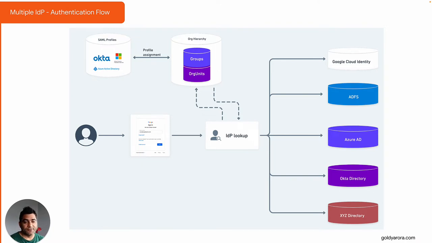So here is what the flow looks like. Once you have that in place, the user will enter his or her email address. There will be IdP discovery in place, where we will check whether that specific user belongs to a group or organizational unit which has the SAML profile assigned. And then based on that identity provider lookup, that user will be redirected to the respective identity provider, whether it's a third-party IdP like Okta or Azure, or maybe Google itself.